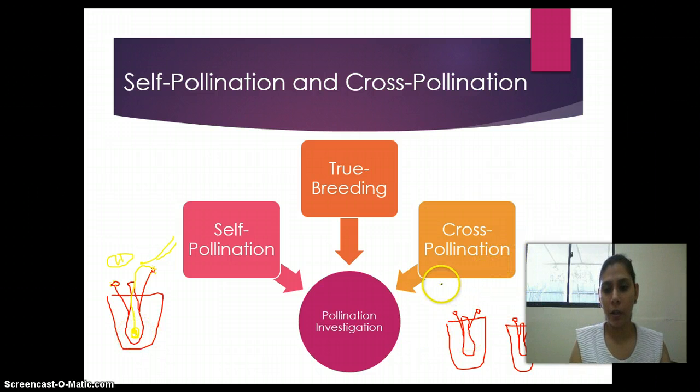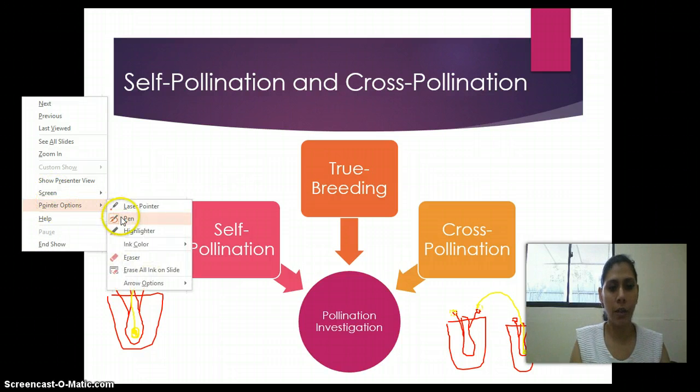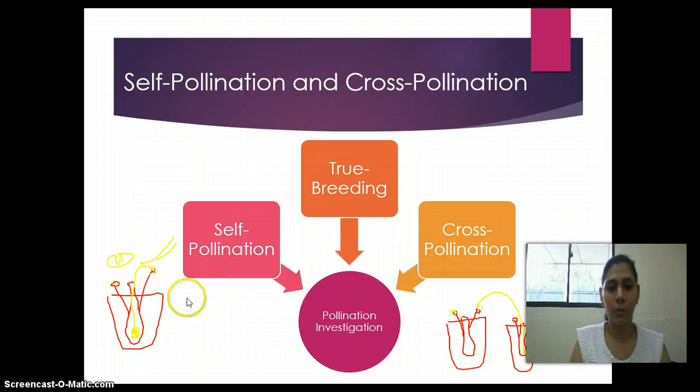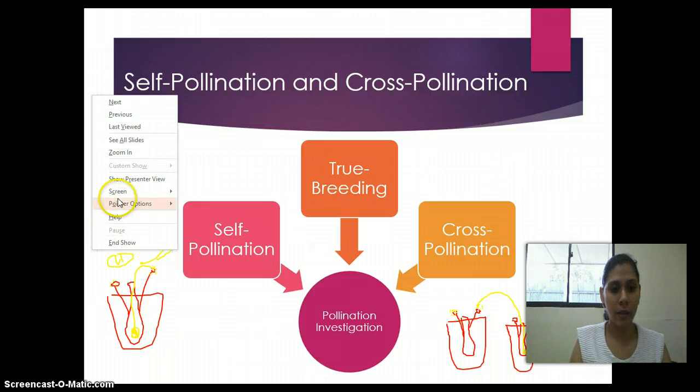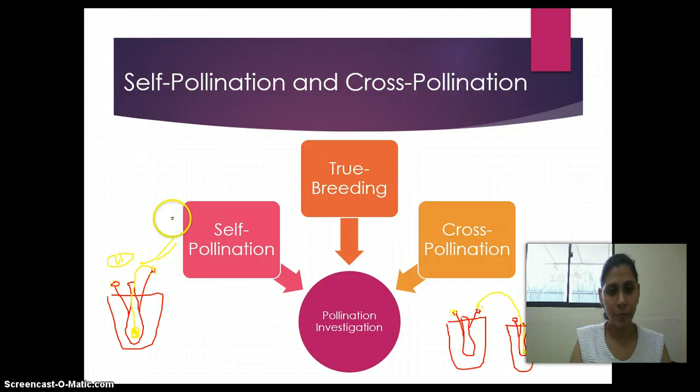But in cross-pollination, what can happen is that the pollen from one plant can be transferred over to another plant, and that would be cross-pollination. So the difference between self-pollination and cross-pollination is basically that in self-pollination, the plant pollinates itself, whereas in cross-pollination, one plant is pollinating another plant of the same kind.